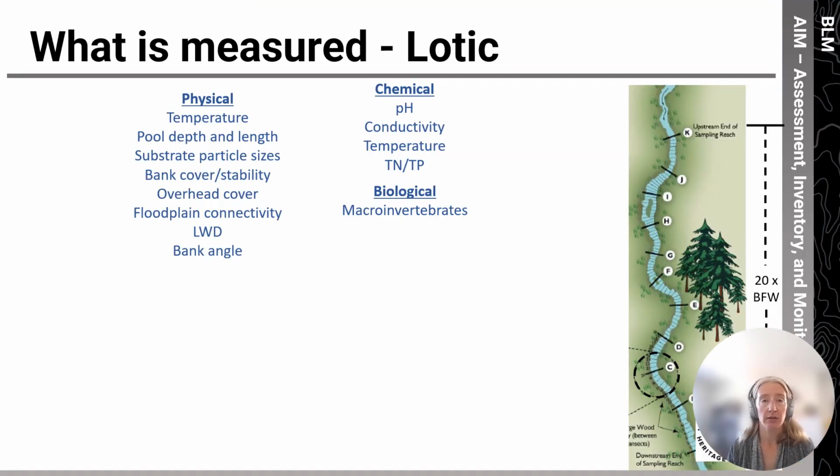Lotic AIM measures a 150-meter or greater reach of stream with 11 main and 10 mid-transects, where the majority of the data is collected. The indicators that are collected include measurements of the physical, chemical, and biological properties of the stream.